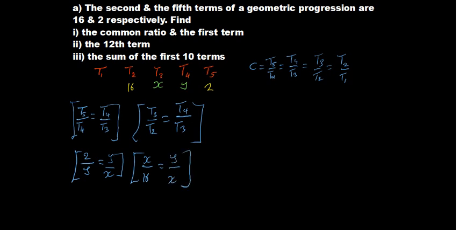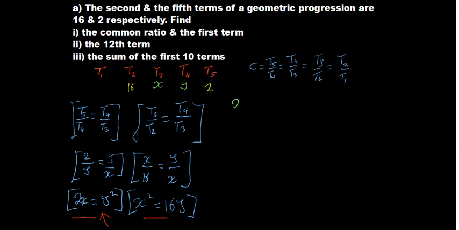Okay, so we do the cross multiplication. We're going to get 2x is equal to y squared for this one, and here we are going to get x squared is equal to 16y. So I have this one and this one, and I can choose to make x or y the subject of the formula for any of them. I'll choose this one, making x the subject: from 2x = y squared, x is equal to y squared divided by 2.